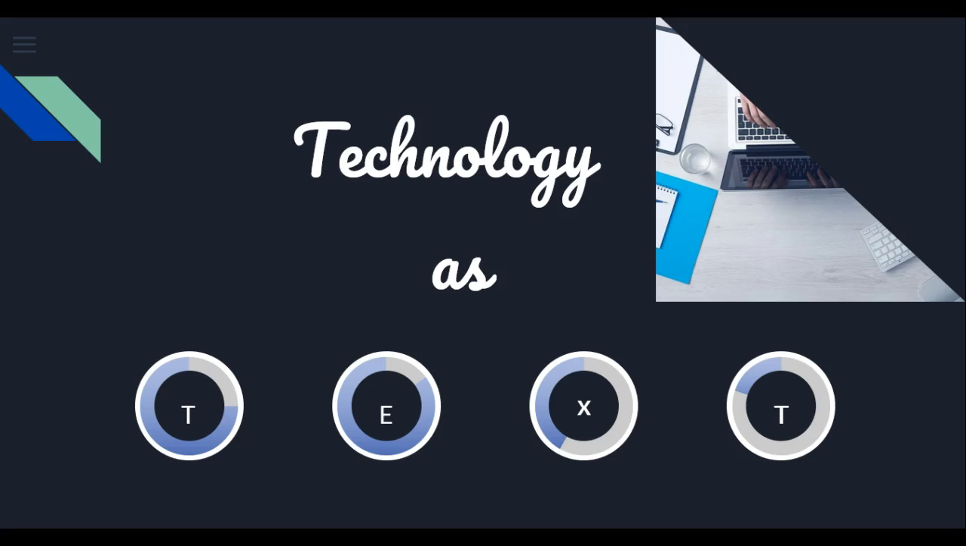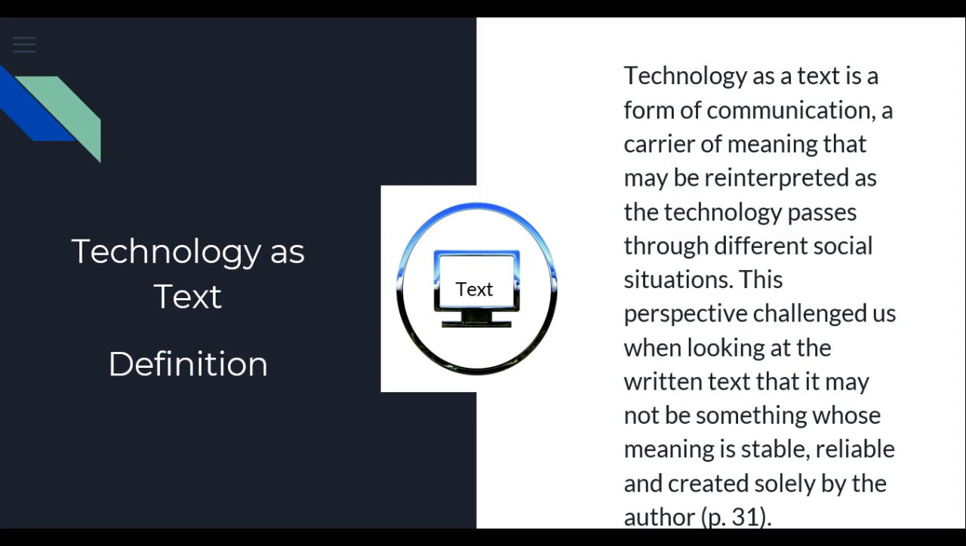The next metaphor used by Nardi and O'Day is technology as text. Technology as text is a form of communication. The text is not always stable, as its meaning may change as it passes through different social structures. The author's message may not be clear to the person receiving the message, which can be a problem.